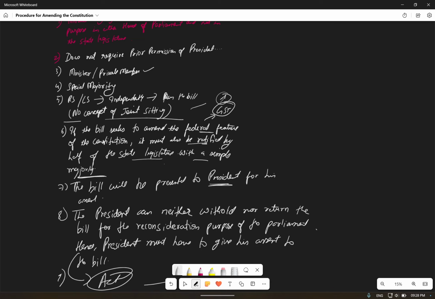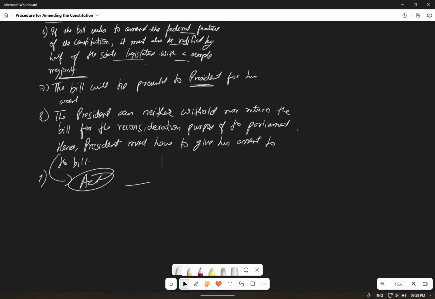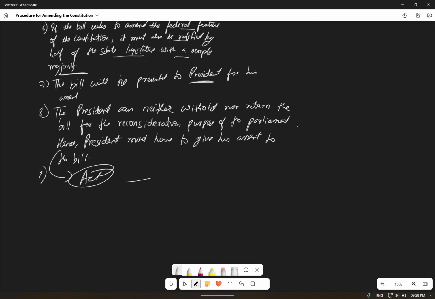For the state ratification, the bill has to be passed by a simple majority. If the bill has been passed by both the houses, and by the states if required, then it will be sent to the president for his assent. The president has no other option. He can't withhold it, he can't return it to the house. He has to give his assent on the bill, and then after that the bill will become an act.